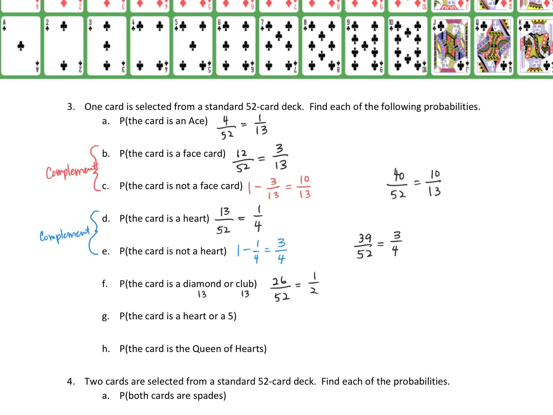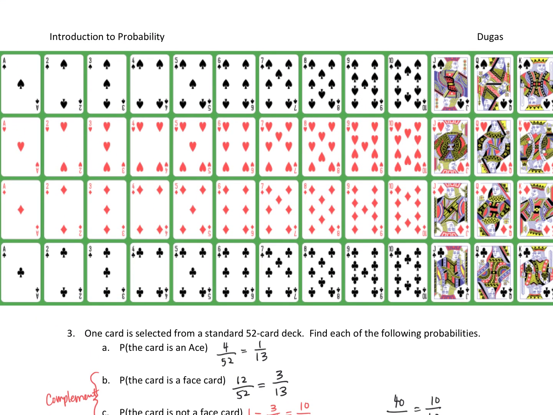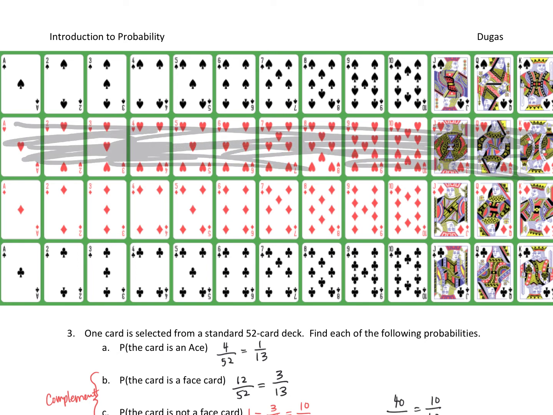All right, part G. Find the probability that the card is a heart or a 5. Now I want to go ahead and go up to the visual so I can point something out. I want to know the probability that the card is a heart. So that's all of these, right? It could be any of these. So that's 13. So there are 13 hearts.